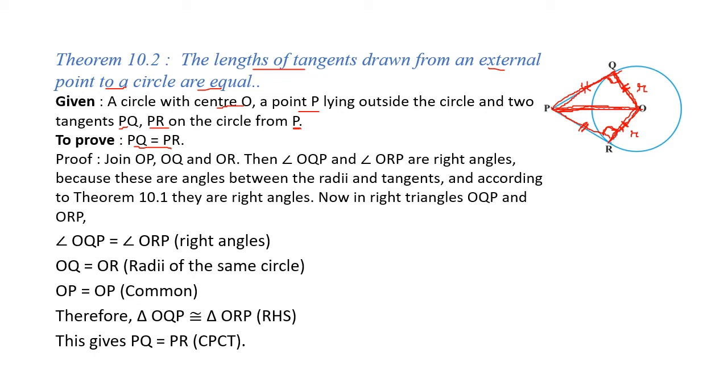So what is the theorem? The length of the tangents drawn from an external point to a circle are equal. But you can also see that the angles QPO and RPO are also equal because the triangles are congruent. Even the angles QOP and ROP are also equal. So we are proving everything in one theorem: the length of the tangent is equal, and the angle made at the center is also equal.